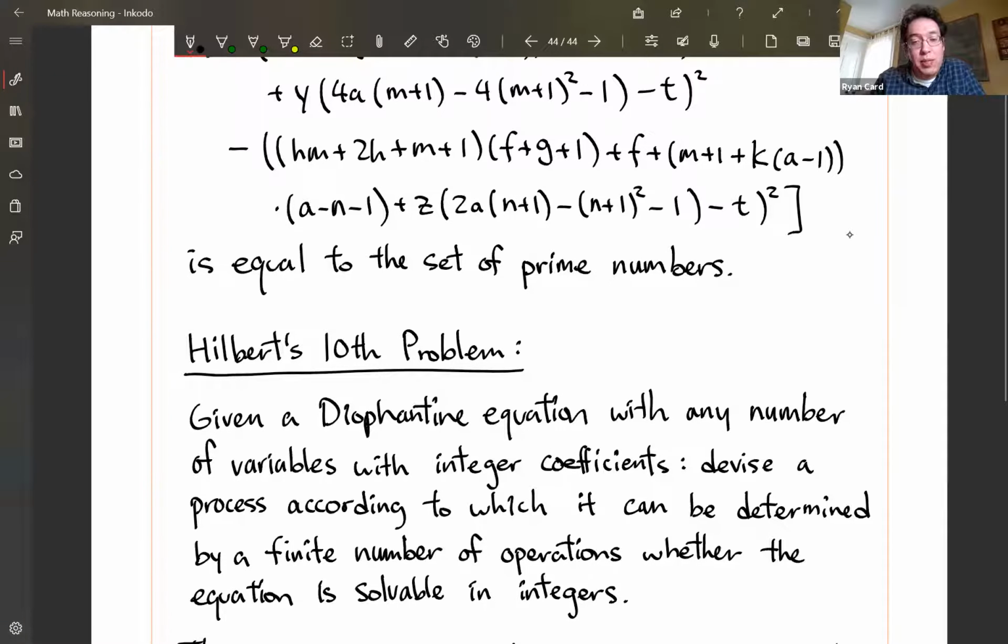So given a Diophantine equation with any number of variables with integer coefficients, devise a process, so find an algorithm, according to which it can be determined by a finite number of operations whether the equation is solvable in integers or not. Right? So this problem took about 70 years to solve after it was posed, but it was solved, and the solution was kind of in the disappointing direction.